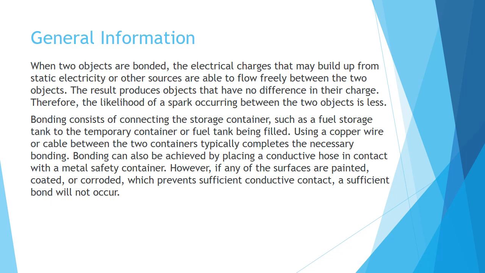Bonding consists of connecting the storage container, such as a fuel storage tank, to the temporary container or fuel tank being filled. Using a copper wire or cable between the two containers typically completes the necessary bonding. Bonding can also be achieved by placing a conductive hose in contact with a metal safety container.